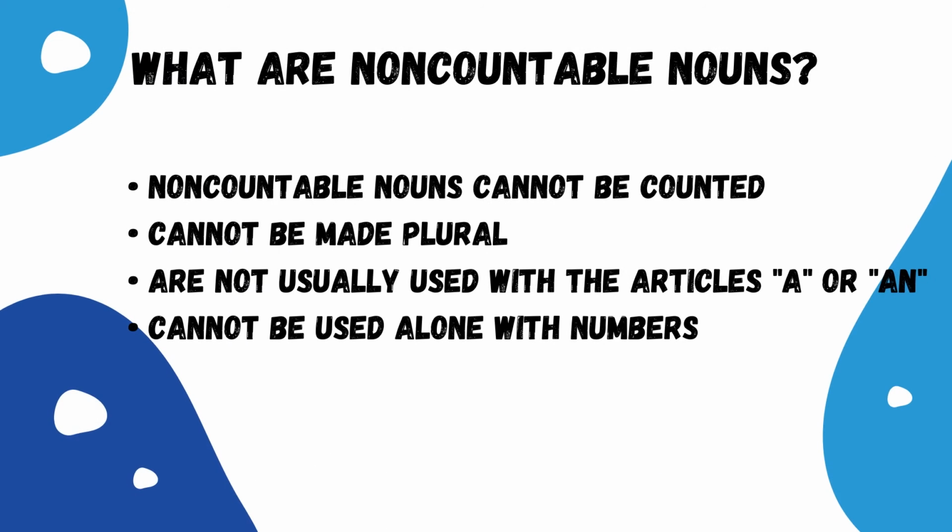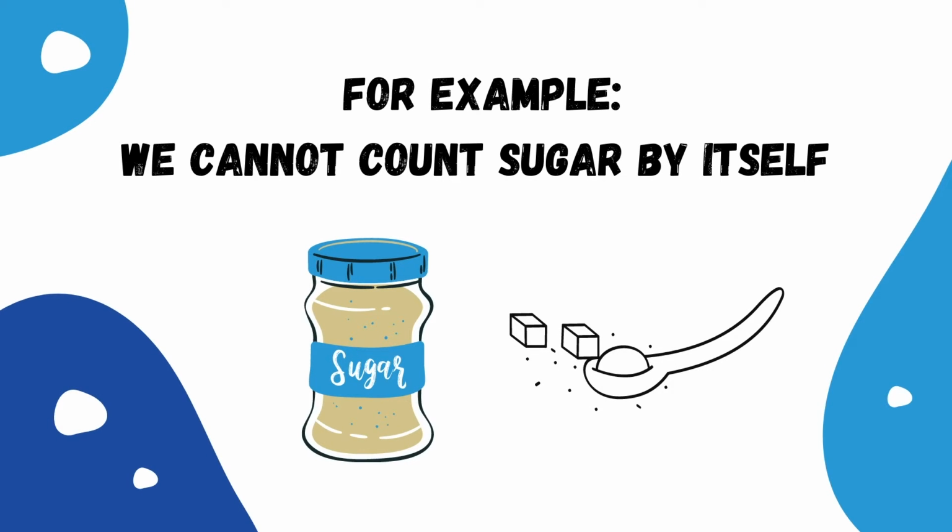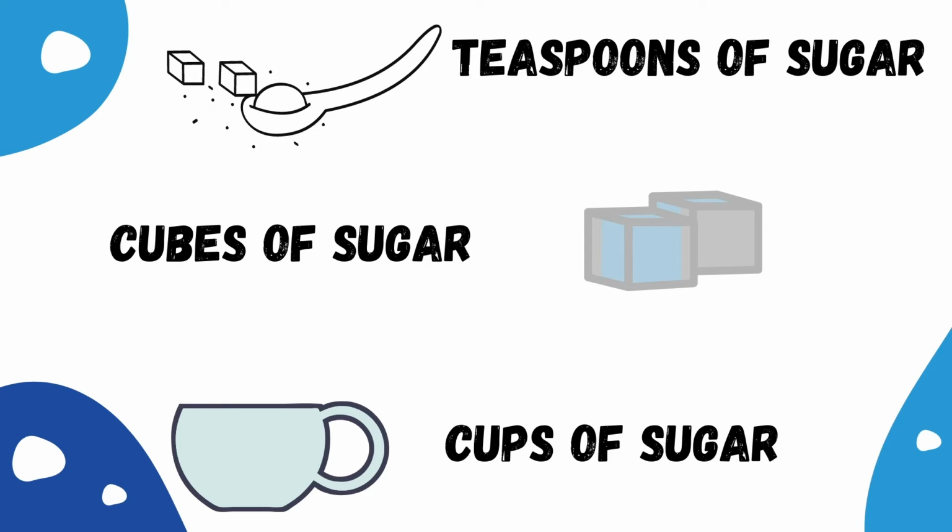What are non-countable nouns? Non-countable nouns cannot be counted, cannot be made plural, are not usually used with articles a or an, and cannot be used alone with numbers. For example, we cannot count sugar by itself, but we can count teaspoons of sugar, cubes of sugar, and cups of sugar.